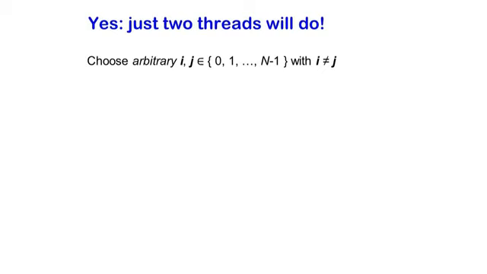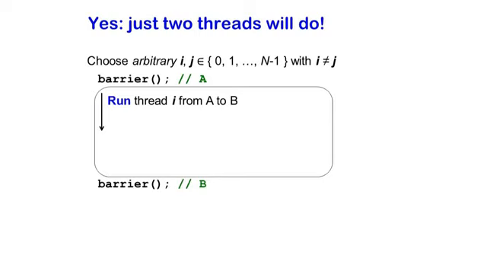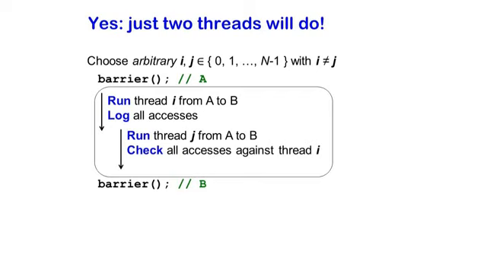What we could do is choose a pair of threads, i and j, in the range of thread IDs. Then we consider this barrier interval, barrier A to barrier B, and we run thread i, where i is just some thread, all the way from A to B. We log all of the accesses i makes. Then we run thread j all the way from A to B, and we don't need to log thread j's accesses. We simply check that the accesses thread j makes don't interfere with the accesses that thread i makes, and we abort if we find that there is a data race, if there's an interference between the writes and reads of thread j with respect to the writes and reads of thread i.